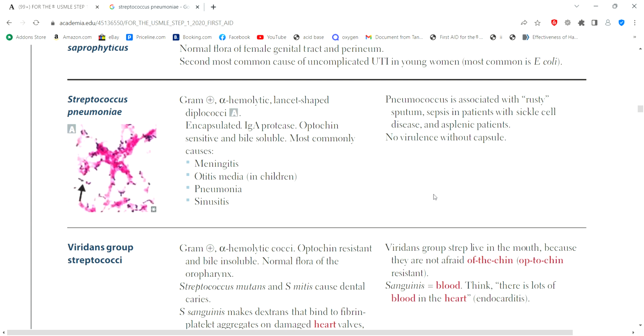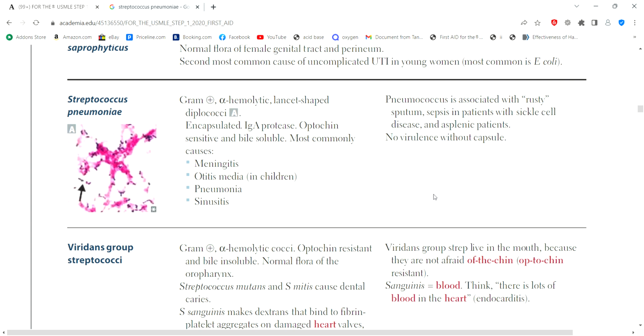Now next we have Optochin. Optochin sensitive. Remember, the chin is jutting out from a sketchy, and it is bile soluble. So yeah, it dissolves in bile. What does it most commonly cause? MOPS, M-O-P-S: meningitis, otitis media in kids, and then pneumonia and sinusitis. Remember MOPS. Now, pneumococcus is associated with rusty sputum. Sepsis in patients with sickle cell disease and asplenic patients.